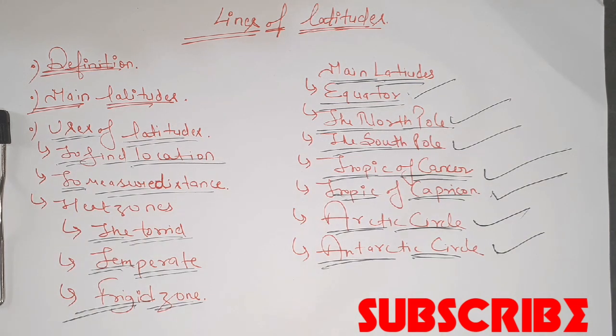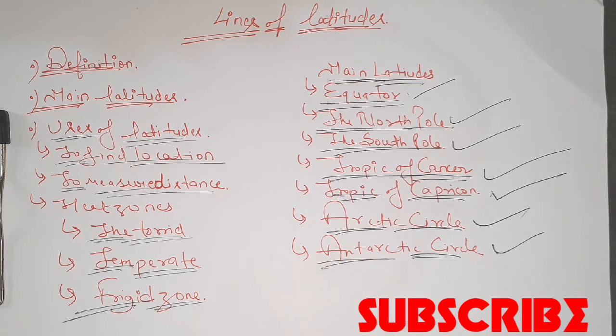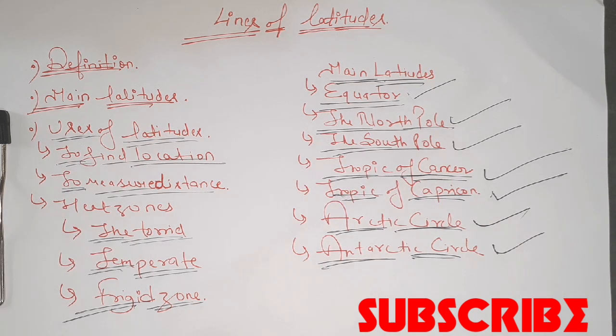The Antarctic Circle is towards the south, at 66.5 degree south latitude, and it marks the limit of the south polar region. The Arctic Circle marks the north polar region around the North Pole, and the Antarctic Circle marks the limit of the south polar region around the South Pole. Is that clear? Very simple, easy to remember. This is how you can easily learn.